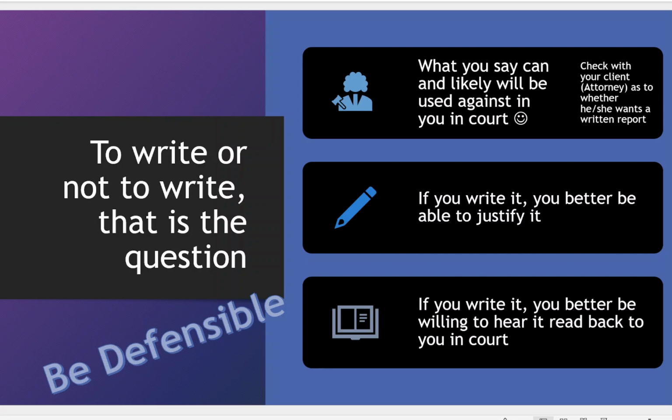Similarly, if you write it, you better be willing to hear it read back to you in court. The forensic setting has the potential to be a very contentious place, and as such, you may be cross-examined and asked to defend yourself in depth.